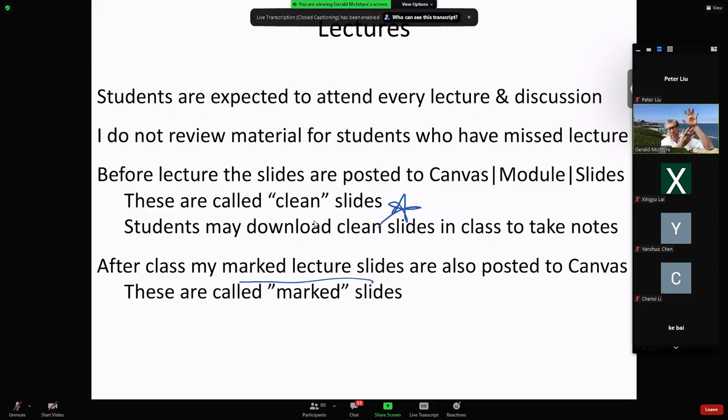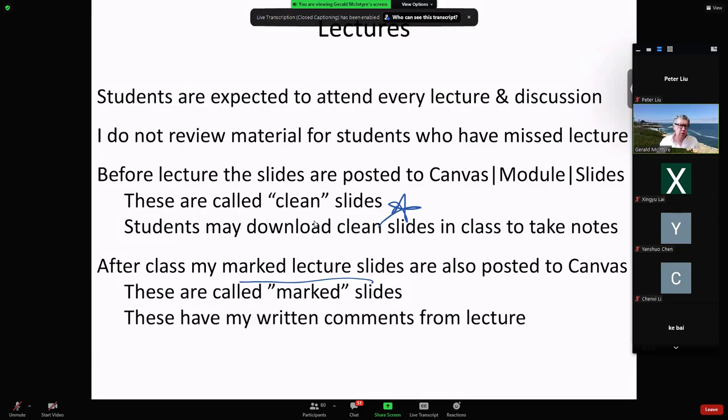And so in the module called lecture slides, you will have two versions of, say, today's lecture. The clean version, which was posted well before class this morning, that you can use to take notes. And then the marked version that is posted after class, which has my notation and additions and comments and little lines and analysis and so on. You should find that both versions are useful to you.